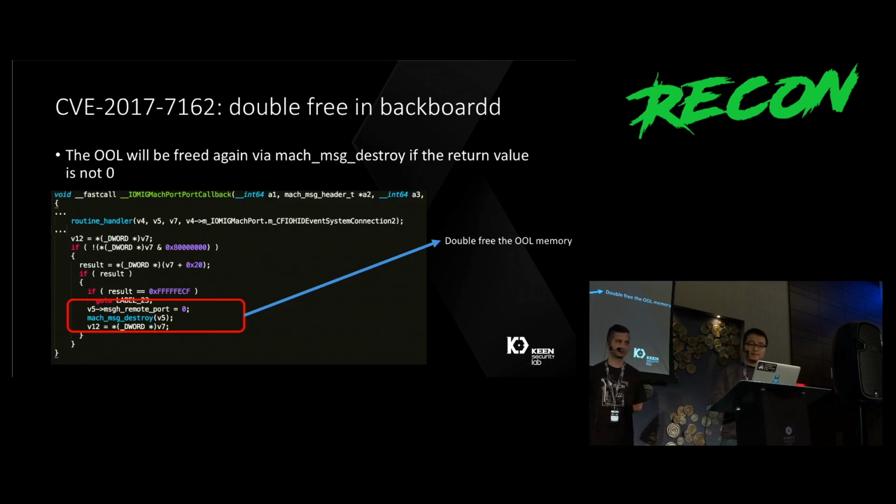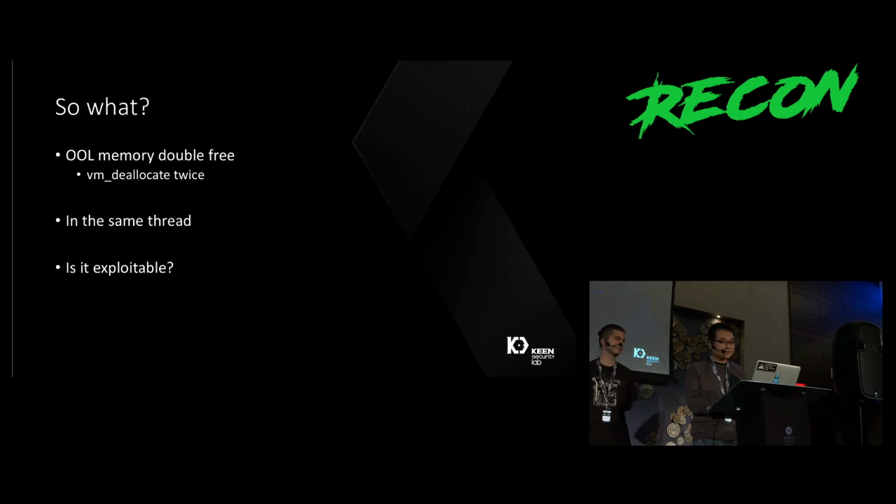So after the routine handler is called, you can clearly see it checks the return code. And if the return code does not equal success, which is 0, then it will try to call mach message destroy once. And that function will actually free that OOL memory, which was already freed by the unserialize function. So that's the problem of the double free.